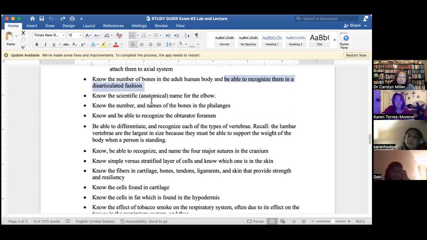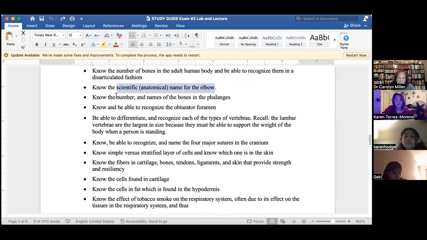I'm going to show you how to study for that. If I ask you for the scientific name of the elbow, it is the olecranon. Olecranon is the elbow. The number and name of bones in the phalanges. What am I asking? I want to see how ready y'all are. Know the number and names of the bones in the phalanges.